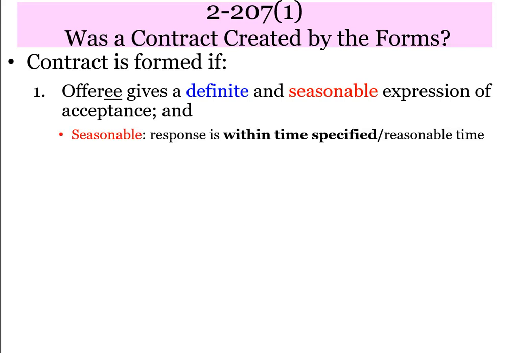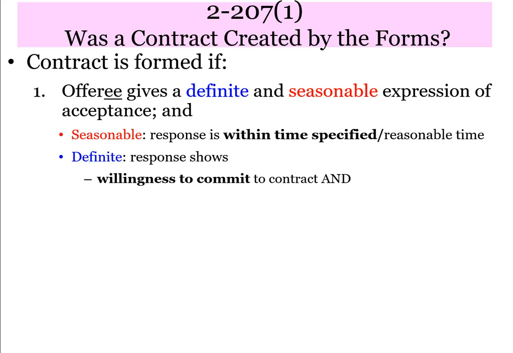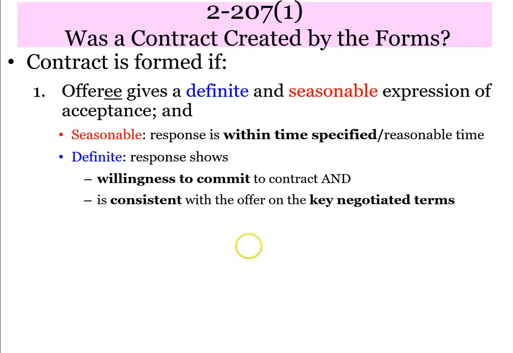To be seasonable, the acceptance must be timely. To be definite, the courts look at whether the response indicated a willingness to commit to the contract and whether it was consistent with the offer with respect to the key terms being negotiated, such as quantity, price, and subject matter. Again, these terms are often referred to as the dickered terms.